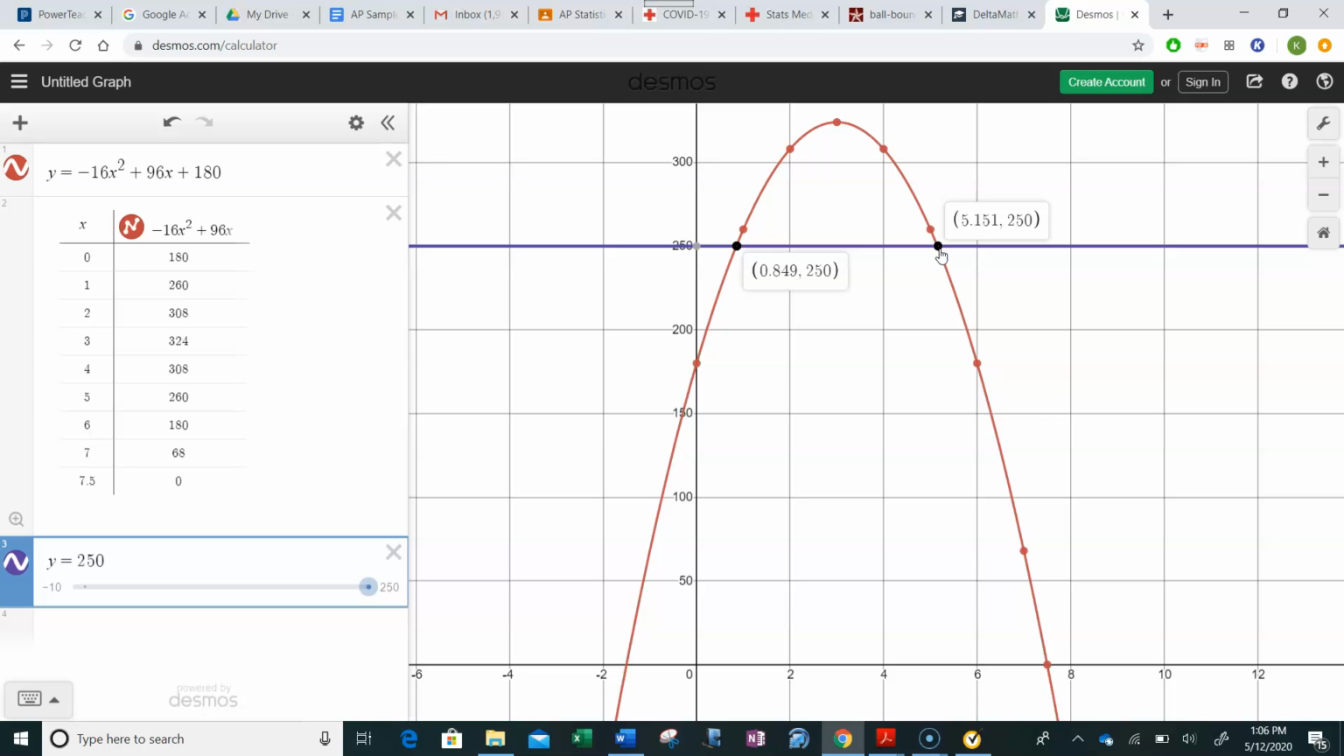ground. So that question of why is there only one answer for when it reached 100 feet versus two answers for when it reached 250 feet is because it only reaches 100 feet on the way back down, but it reaches 250 feet on the way up and the way back down.